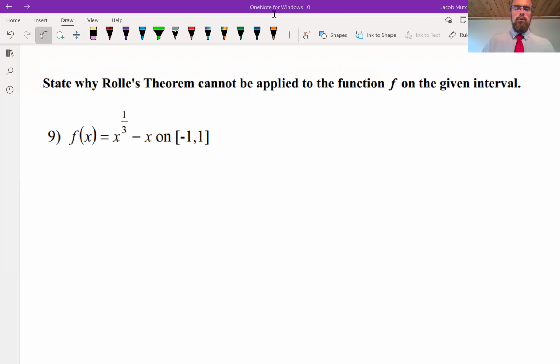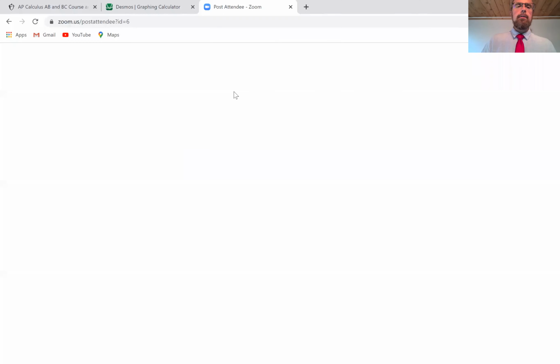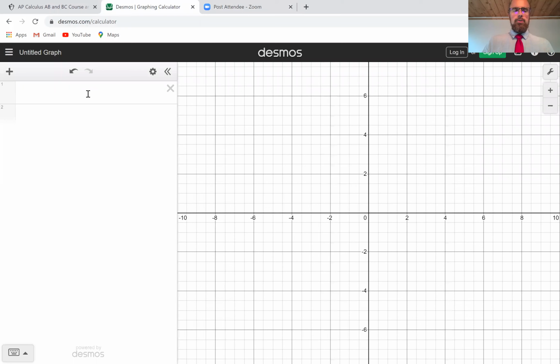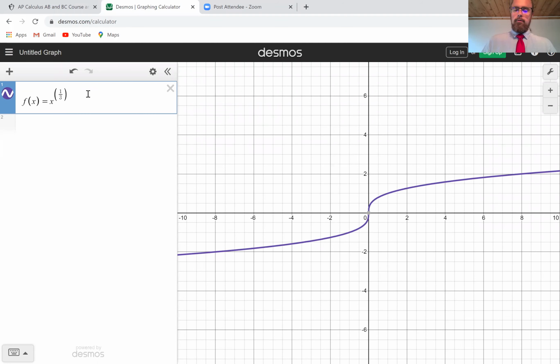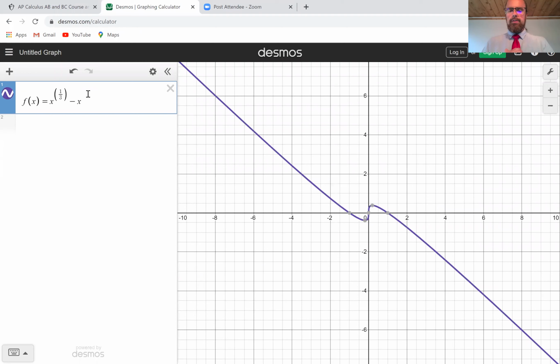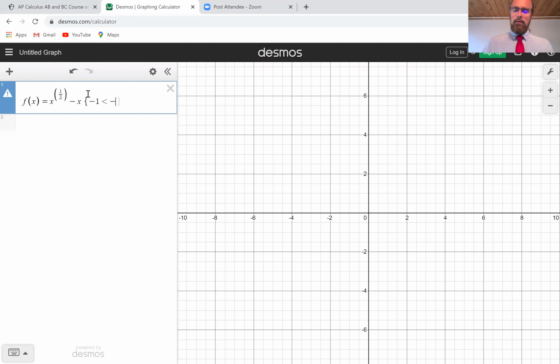So we'll head over to our graphing calculator, Desmos. Let's just put in that function. So f of x equals x to the power of 1/3 minus x. So we get this function that looks almost linear, but it's got a double wave in the middle. And let's restrict our domain. So we're going to restrict it again from -1 to +1. And then we got our graph that's been restricted there.